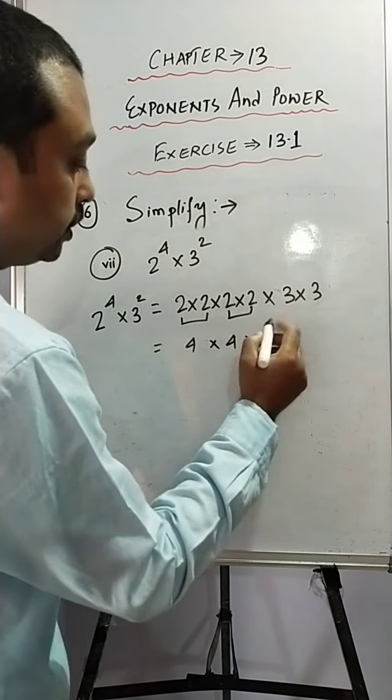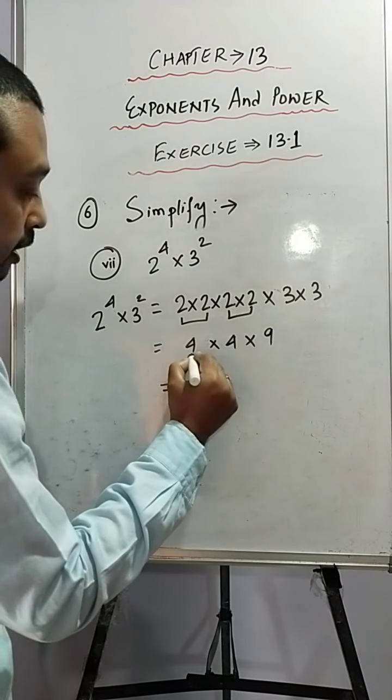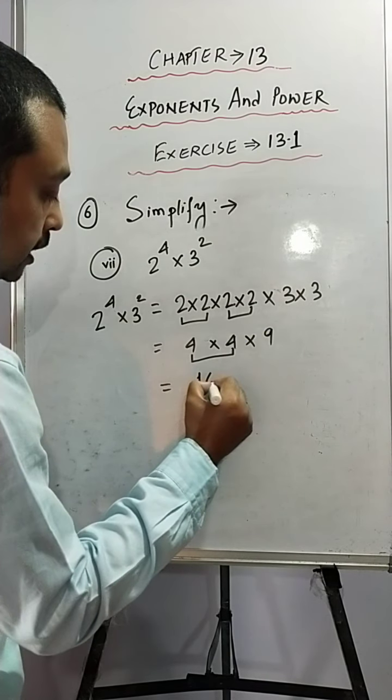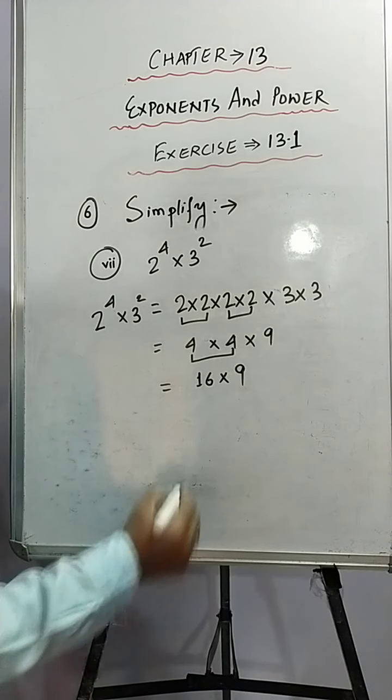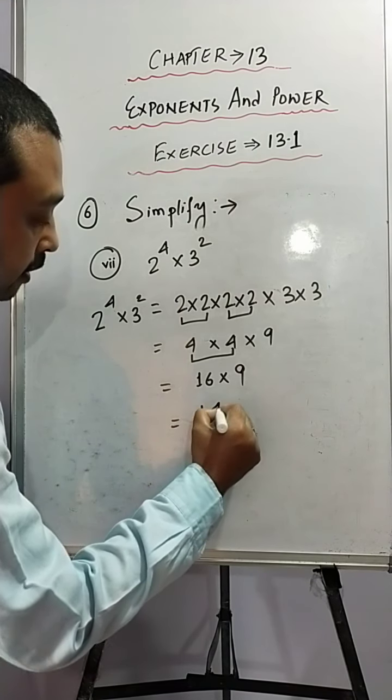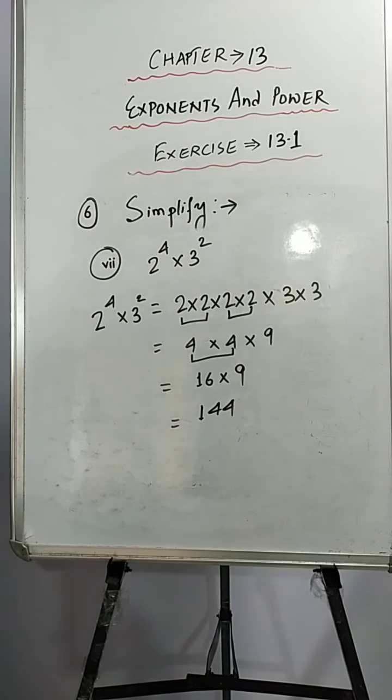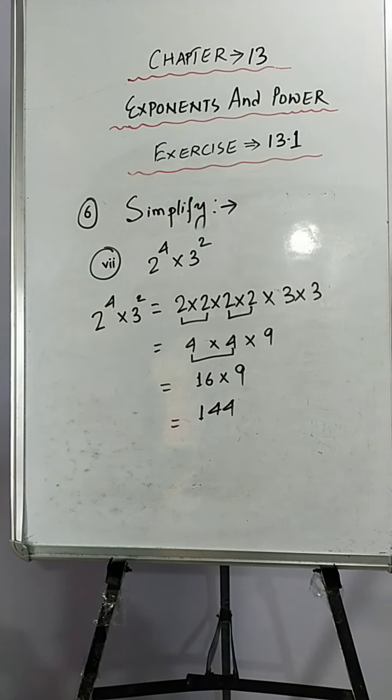4. 3 into 3 is what? 9. Now 4 into 4 is 16 into 9. Now 16 into 9 is what? 144. Okay, 16 into 9 is 144. So this is the solution of sum number 7, and that's it for today's session also, students.